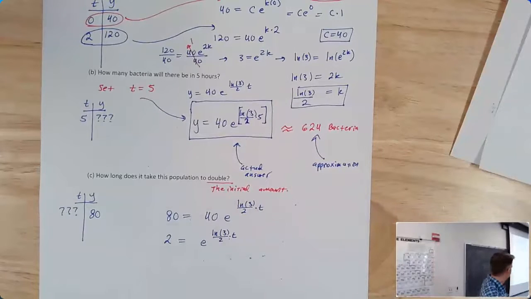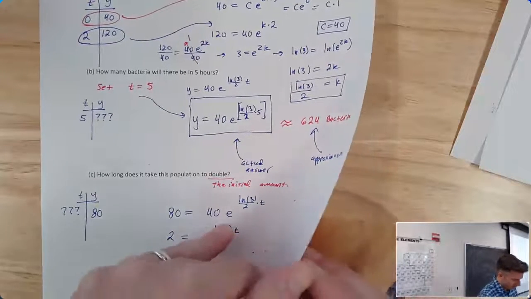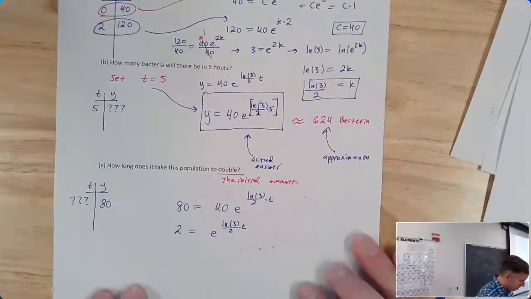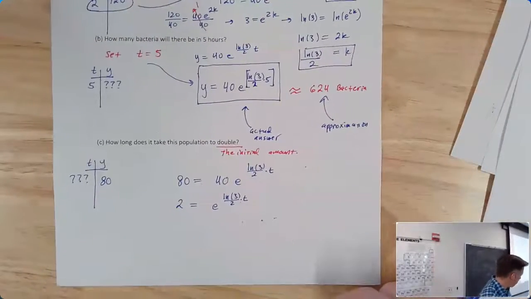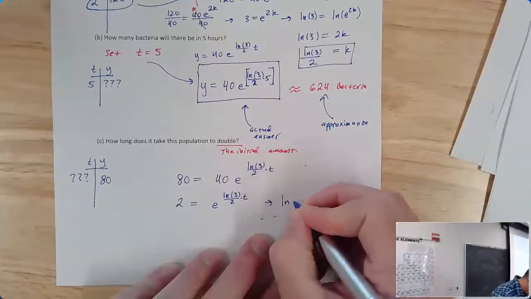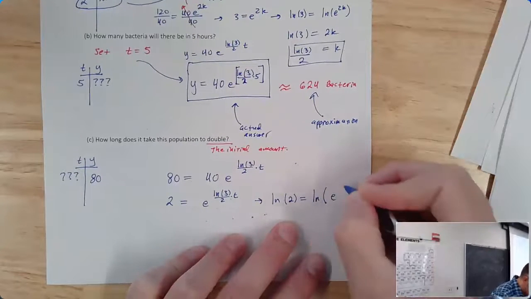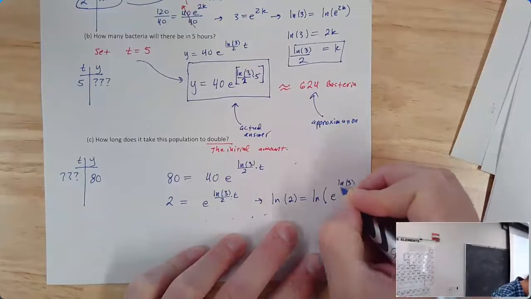So this is where it's going to pay to not write everything out. Meaning, I'm going to take the natural log of both sides, and I'll write it out one more time. So I'm going to say the natural log of 2 equals the natural log of e to the natural log of 3 over 2 times t.